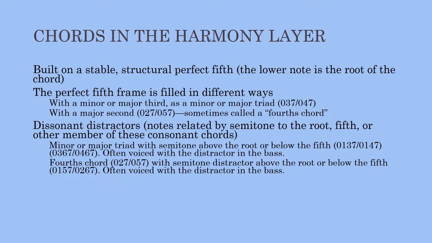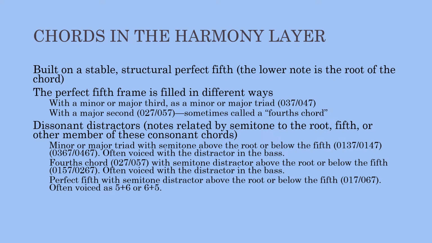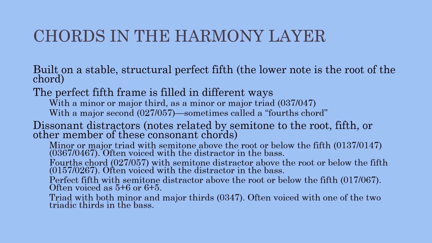Very often, these chords are voiced with a dissonant distractor in the bass or soprano. Such voicings produce a vertical combination of tritone and perfect fourth that is such an evident sonic feature of the music, 5+6 or 6+5. Other ways of filling and framing perfect fifths are also in common use, especially 0-3-4-7, a simultaneous combination of major and minor triads that share a root. Despite their intervallic variety, these chords have a shared consonant basis in the framing fifth with a determinate root.